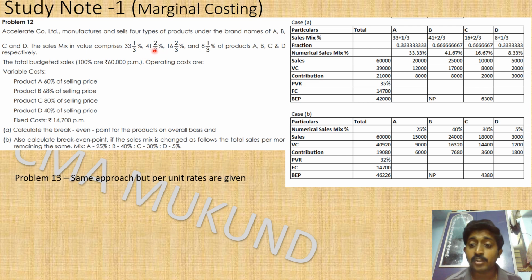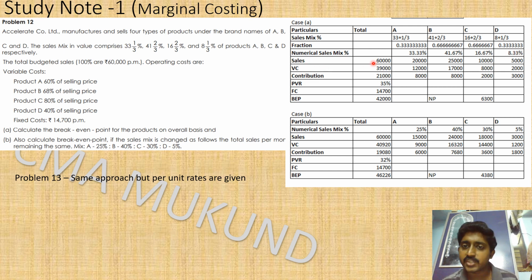Similarly, 41 2 by 3 is nothing but 41.67 percentage. So apply the same math, guys. Convert A, B, C, D, whatever is the percentage, into the numerical figure. If you add this, it will come to 100%, right? Because the sales of the whole company is divided in percentage. How much percentage? A, B, C, D. So the total will come to 100%.